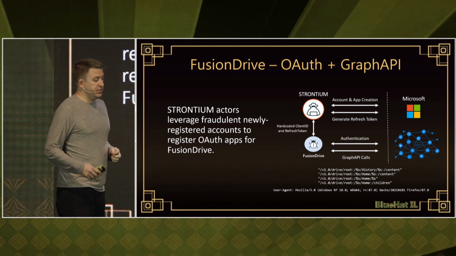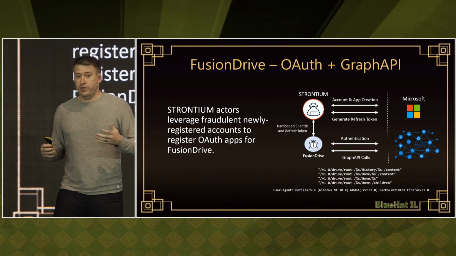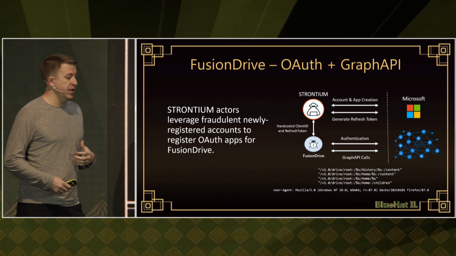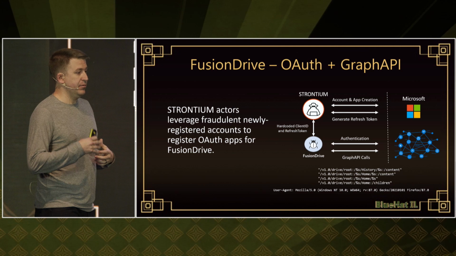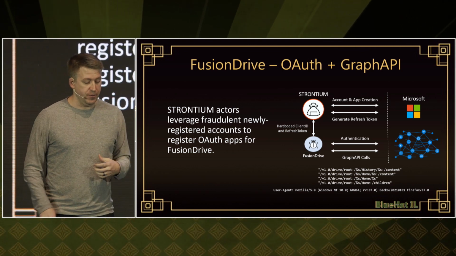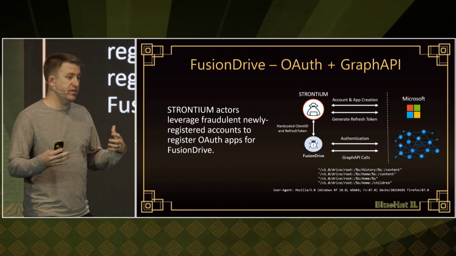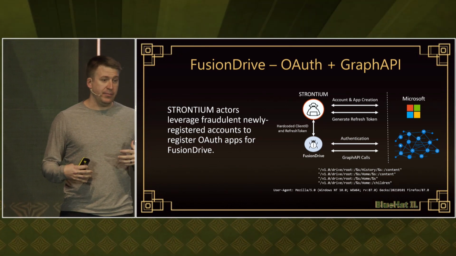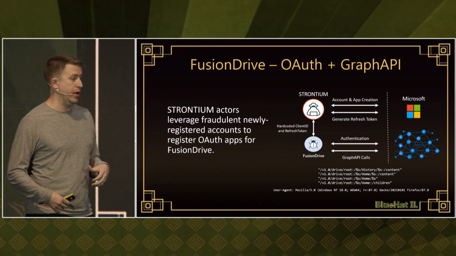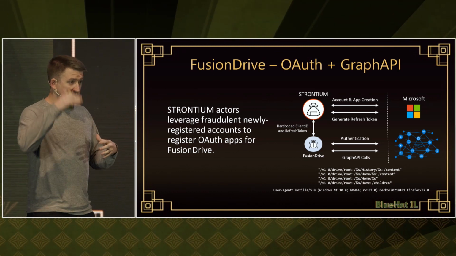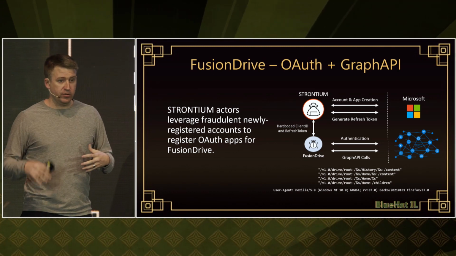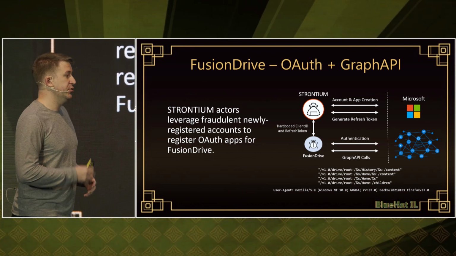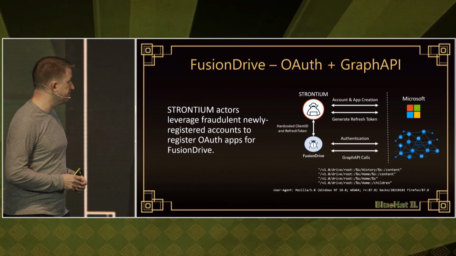Strontium leveraged fraudulently created, newly registered Microsoft Outlook accounts to build and create OAuth apps on our platform, and then used those OAuth apps to establish communications and authentication. So in order to even do this malware, they had to go to Microsoft, create an account, create an OAuth application, and then generate a refresh token. That process is really important because it provides us a lot of signals that we can use in the early stage, prior to the campaigns even being launched, to identify potential Strontium activity.